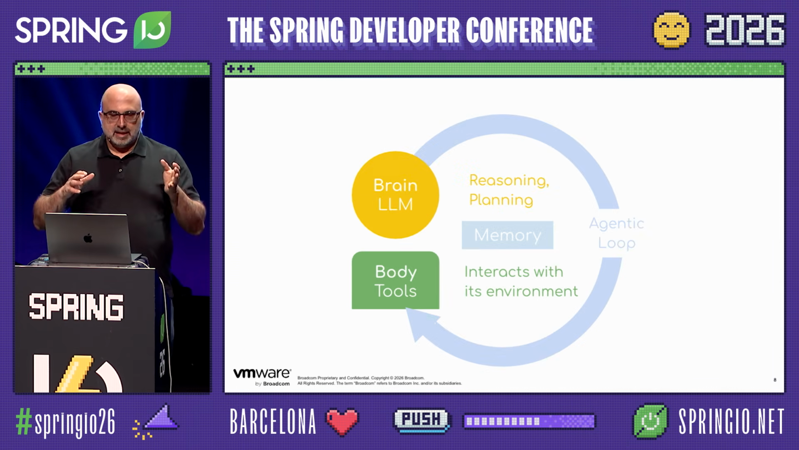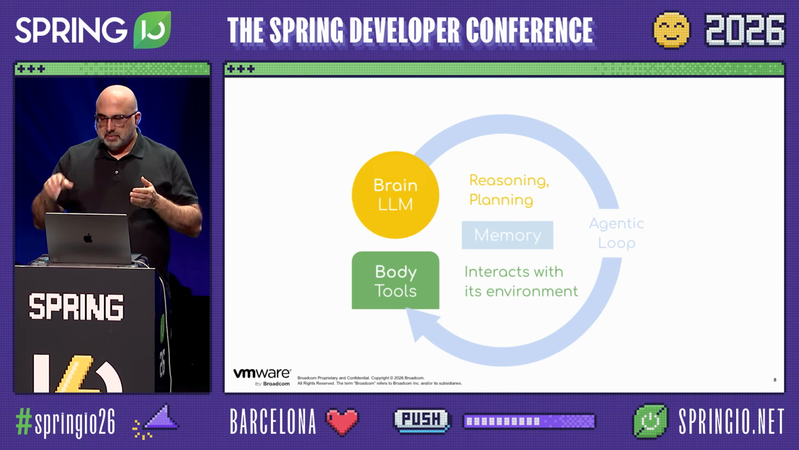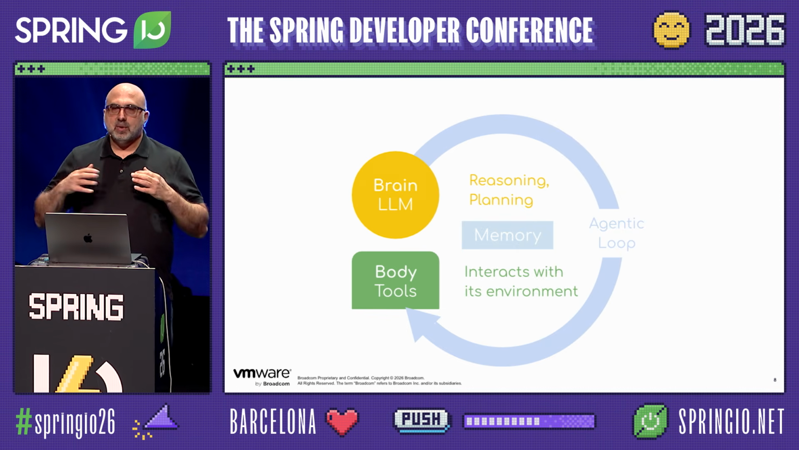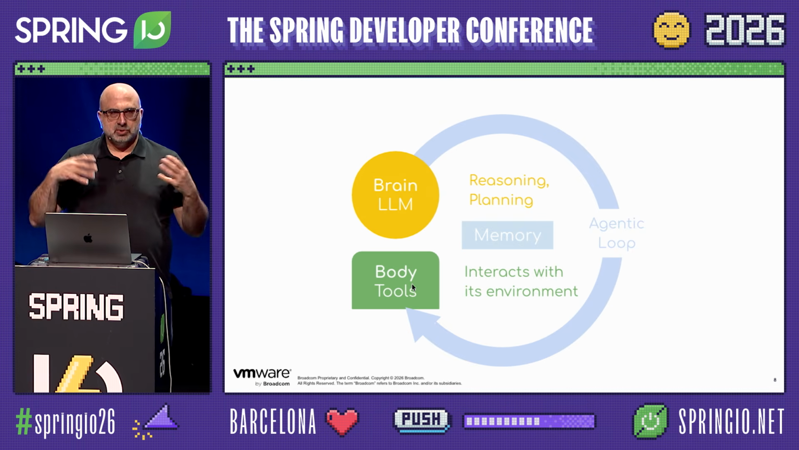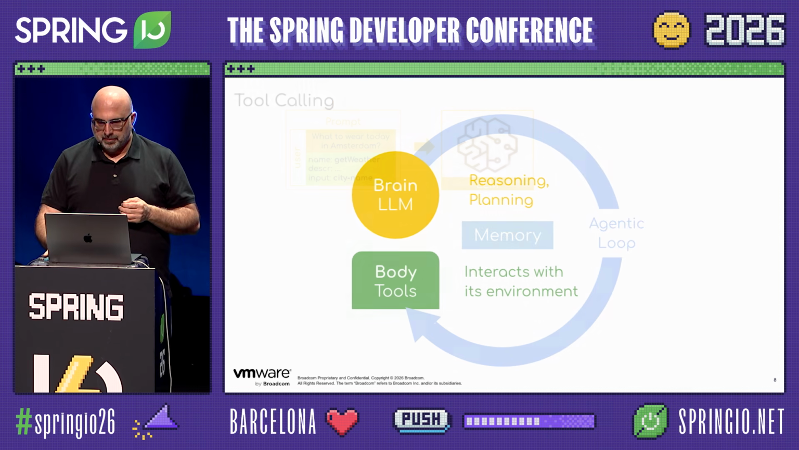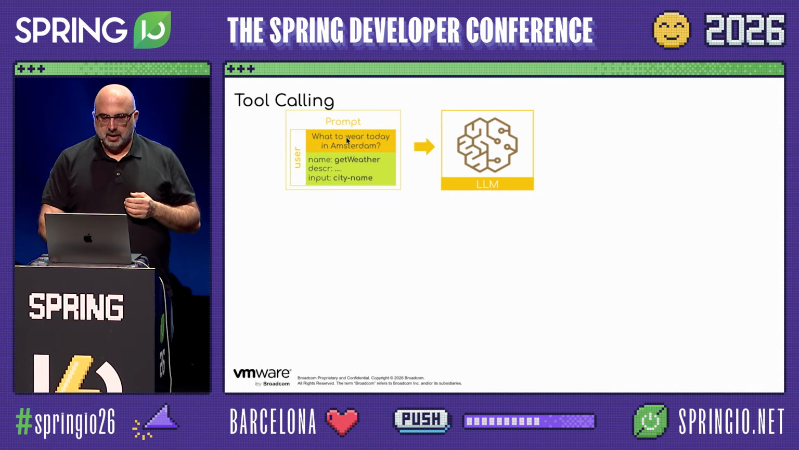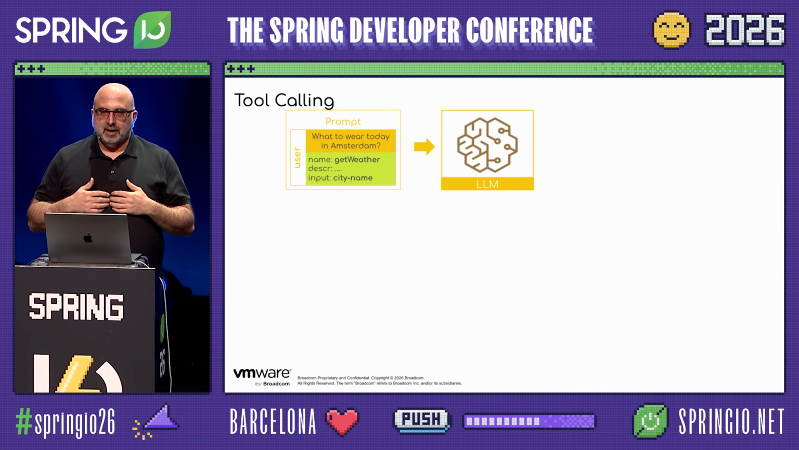When you take this LLM and combine it with a bunch of tools, and you put it in a loop, you end up with the famous or infamous agentic loop. So really the question for us in this session is how do we implement these tools using our existing APIs as opposed to writing something brand new. Let's review a little bit of how tool calling works so everybody's on the same page. Let's say you ask a model what to wear today in Amsterdam. Well, if you ask me that question, I'd have to know what the weather is. So I might say, what's the weather right now?